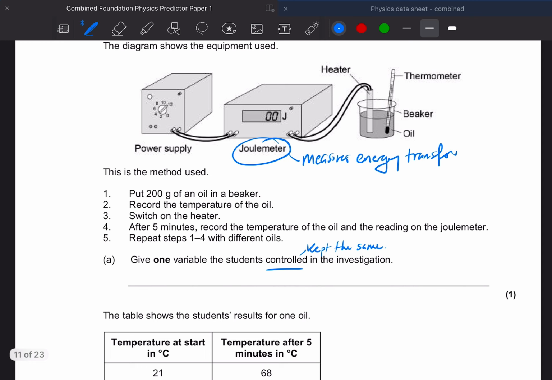So it says put 200 grams of oil in a beaker. Well, already, the something they've kept the same is the mass of the oil. Record the temperature of the oil, switch on the heater. After 5 minutes, record the temperature. So again, they kept that the same too. They turned the equipment on for 5 minutes. After 5 minutes, record the temperature of the oil and the reading on the joule meter. Repeat steps 1 to 4 with different oils. So you could have anything from the mass of the oil, or you could also have the time the equipment was turned on for.